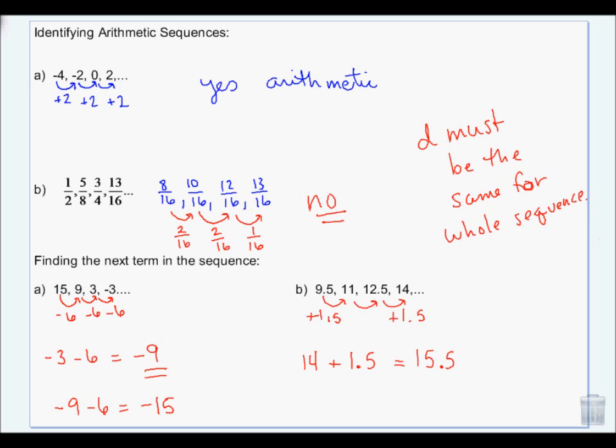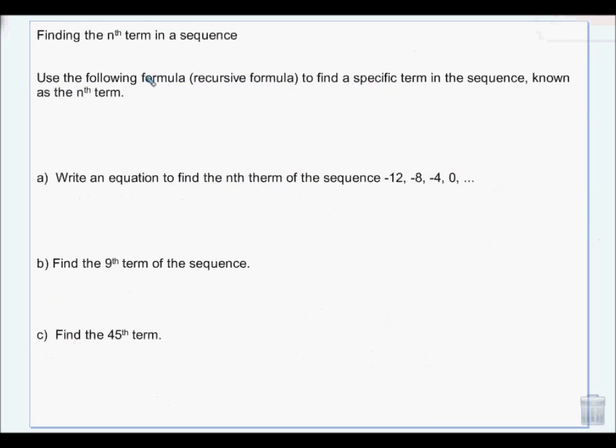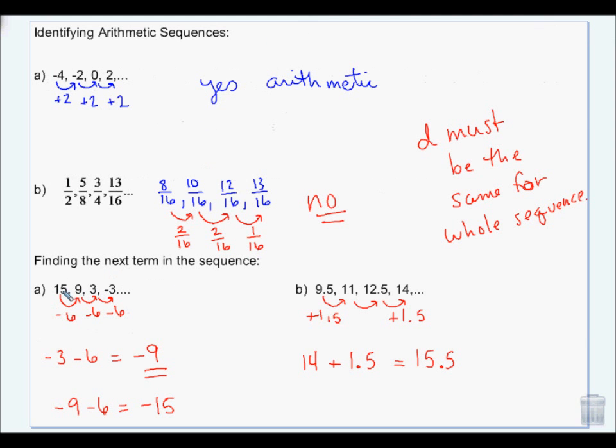I hate pickles. All right, the nth term in a sequence just means any random numbered term. Like let's say I have this sequence here. So this is the first term, second, third, fourth, fifth, sixth.